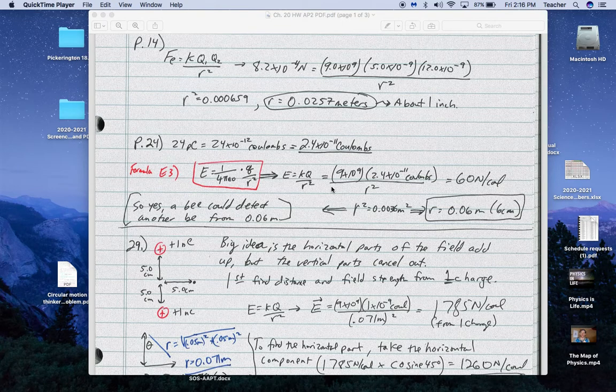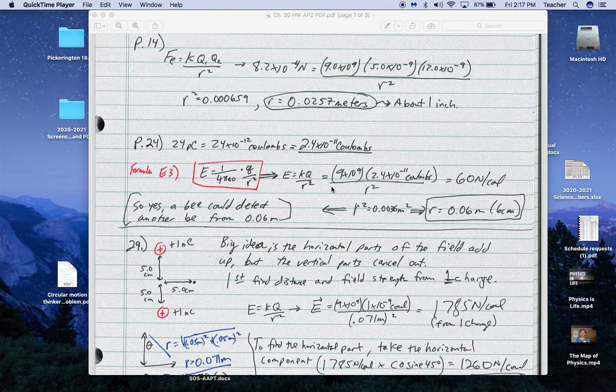For problem 24, it says a bumblebee can sense electric fields as the field bends hairs on its body. That's actually really cool. Bumblebees have been conclusively shown to detect an electric field of 60 newtons per coulomb. Could a bumblebee use this to sense the presence of another nearby bumblebee? Suppose a bumblebee has a charge of 24 picocoulombs. How far away could another bumblebee detect its presence?